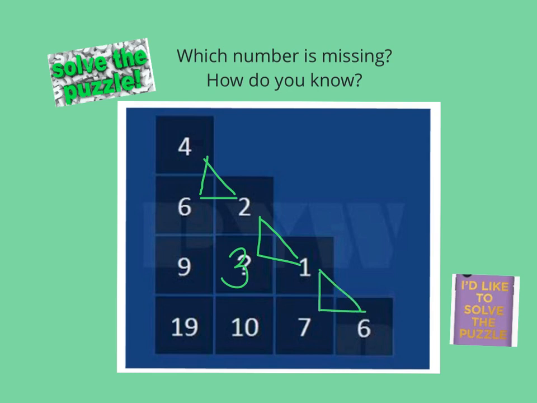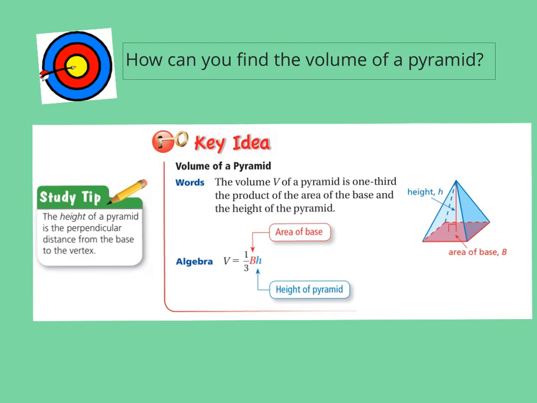1 plus 6, there's our 7. 3 plus 7 is 10. 6 plus 3 is 9. 9 plus 10 is 19. So that's how that puzzle works. I'm just going to review this formula and show you how you can find the volume of a pyramid.